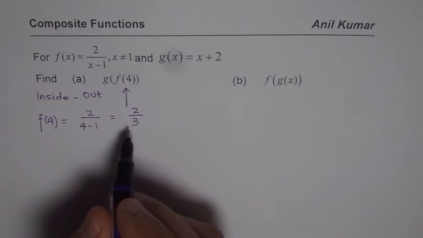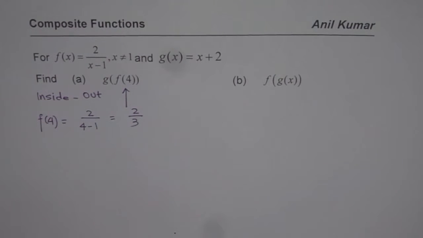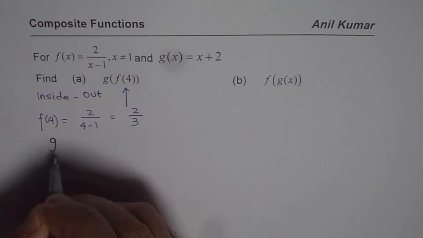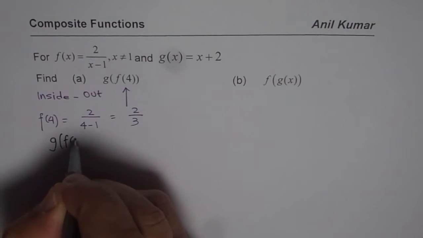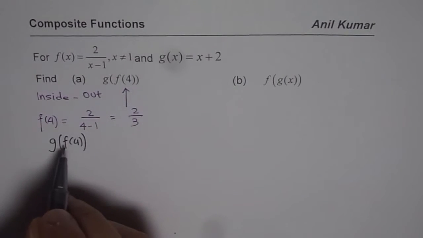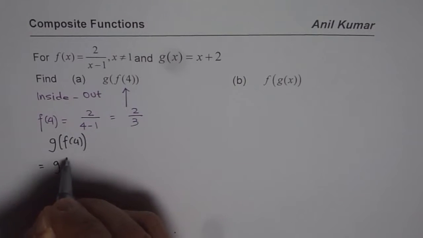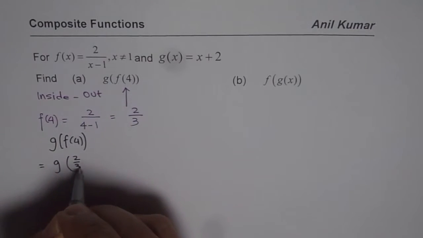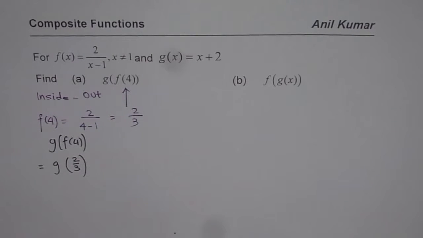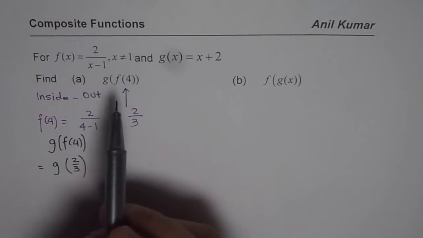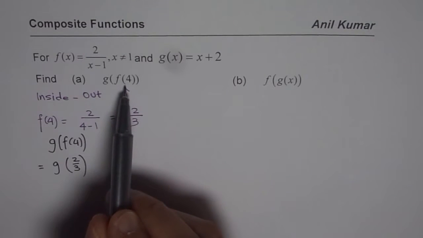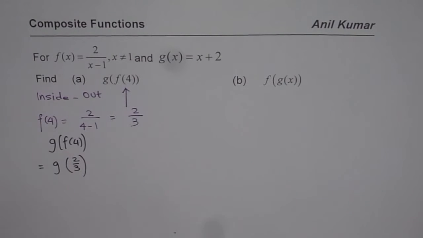Once you have calculated f of 4, you can rewrite your function. So the function was g of f of 4, correct? Now since we know f of 4 is 2 over 3, we can write this as g of 2 over 3, right? So that is how it should be worked out. That is what we mean by inside out. So this is the inside function we have to start with and then move outwards.